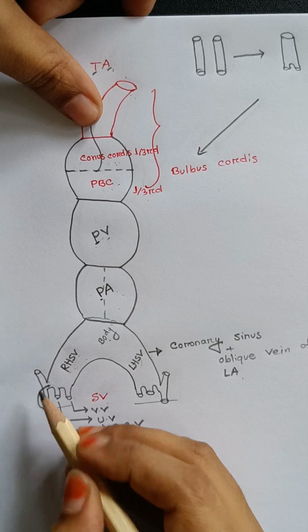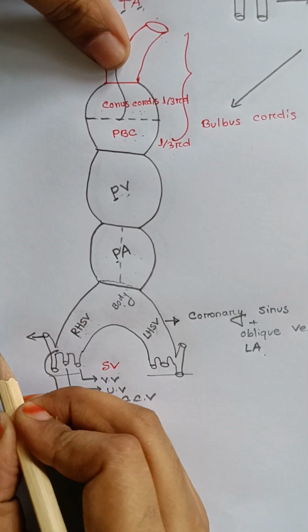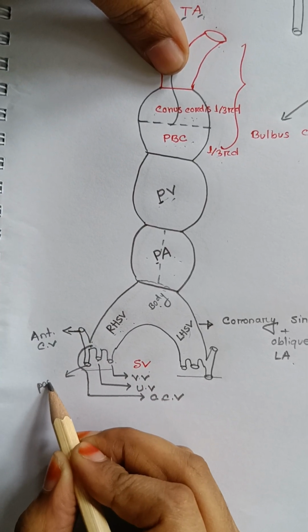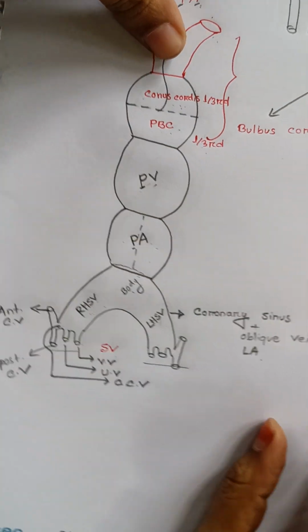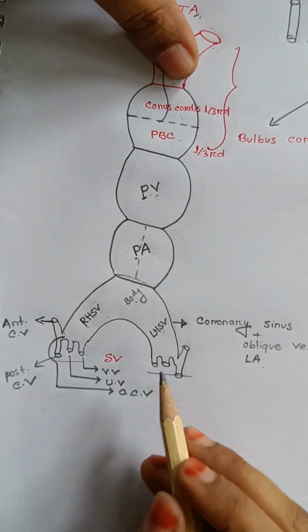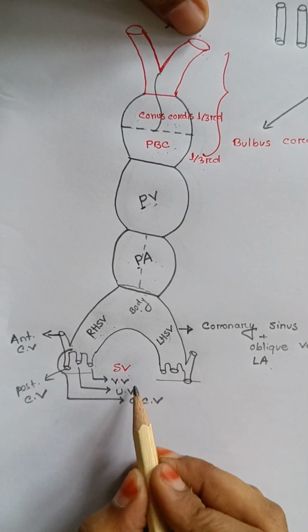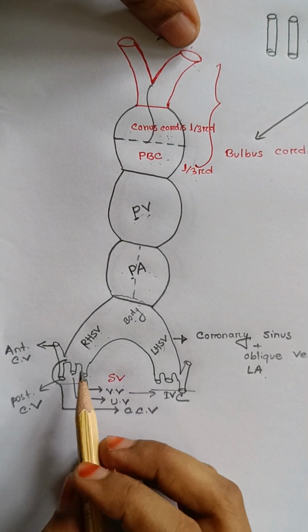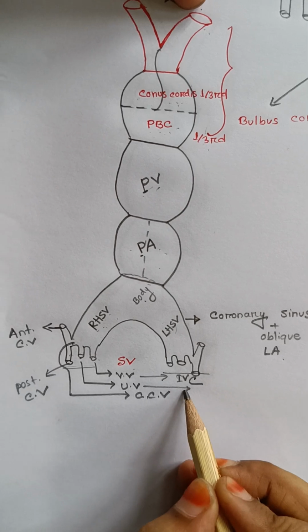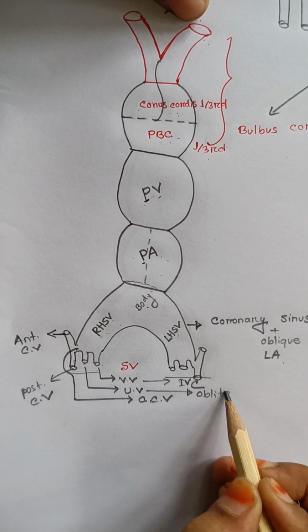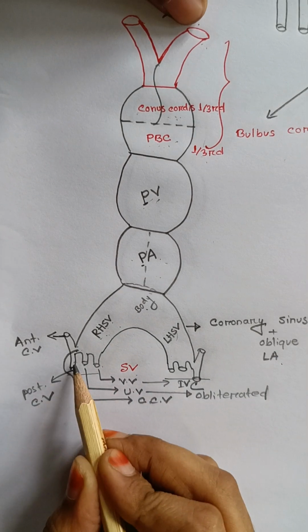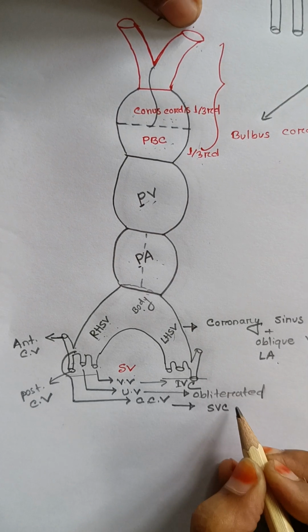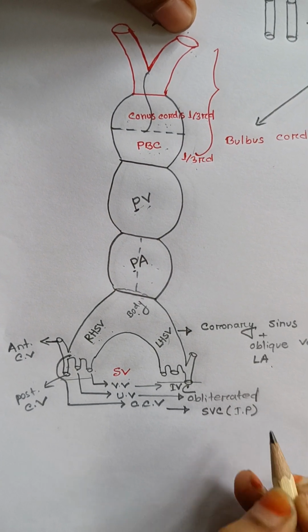This common cardinal vein is actually formed by the union of the anterior cardinal vein and posterior cardinal vein. Now come to the structures developed from these. The vitelline vein on the right side develops the inferior vena cava. The right umbilical vein is obliterated. And the common cardinal vein develops the intrapericardial part of the superior vena cava. Intrapericardial part.